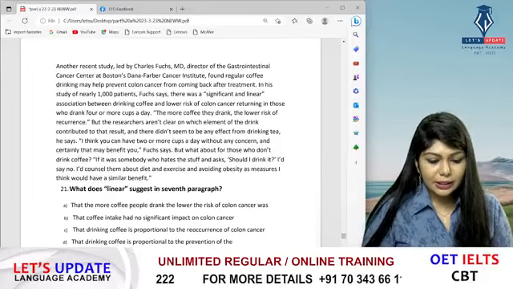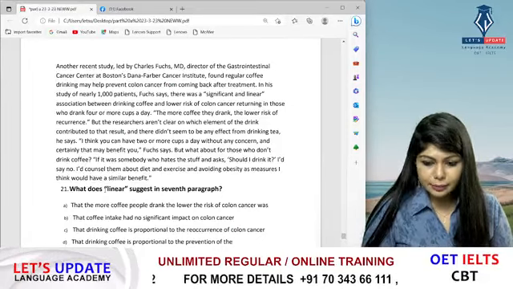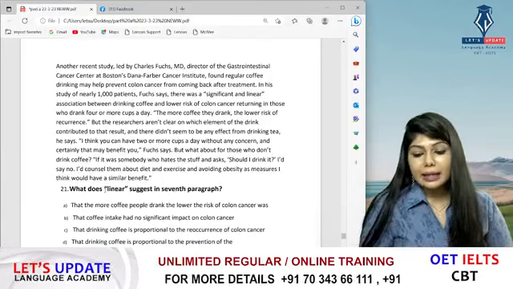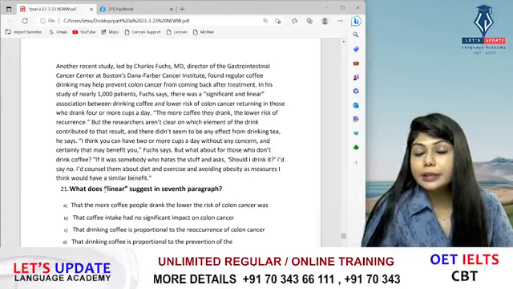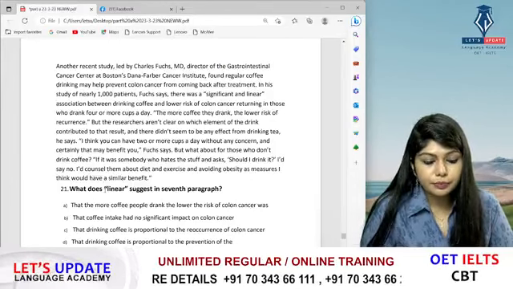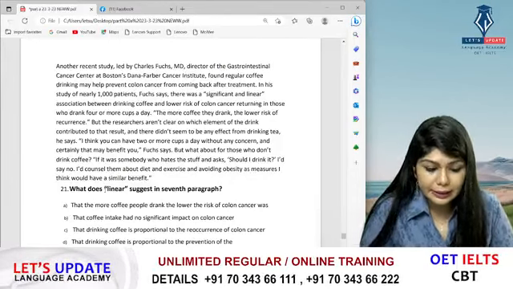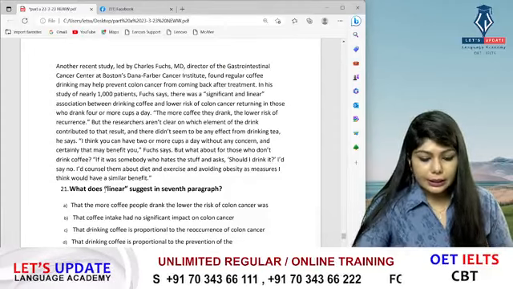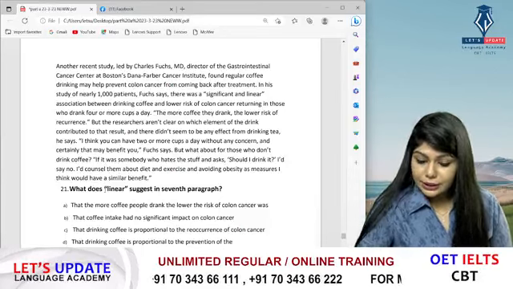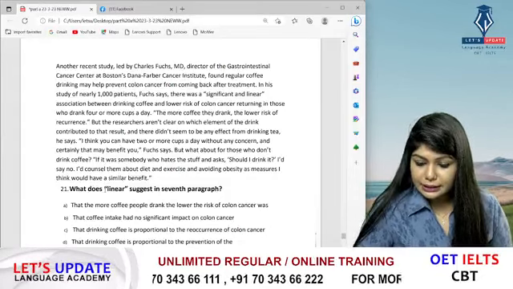Okay, so let me tell you what the meaning of linear is. The meaning of linear is that it is arranged or extending along a straight line or nearly a straight line. That is what the word linear means. Okay, and looking at the choices, what do you think is the correct answer for this question?